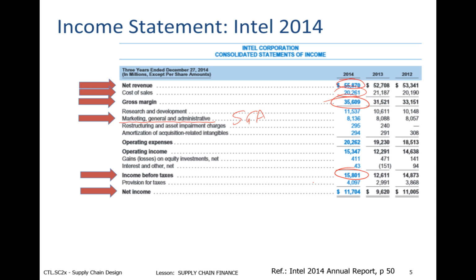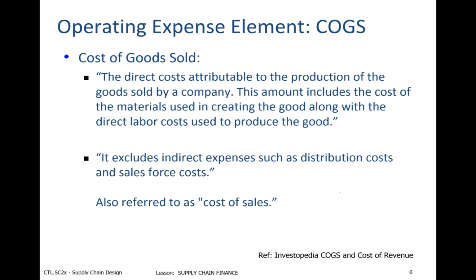$15,801,000,000. And then the bottom line, what we refer to as the bottom line, is net income. What's left over after everything? You got $11,704,000,000. So we've seen an income statement. Let's talk about some of the components there.